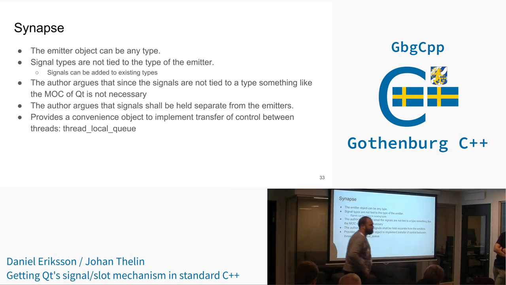That's the other way around. Yeah. So as I said, the emitter can be any type. They are not tied to the emitting objects, so you can define them anywhere and use them. And as I said, the author of this library argues that it's a good thing because then you can avoid the moc. He actually has an example where he implements a Qt application with these Synapse signals instead of the regular signals. So it's possible to use them together. That's what you can conclude from that, at least.